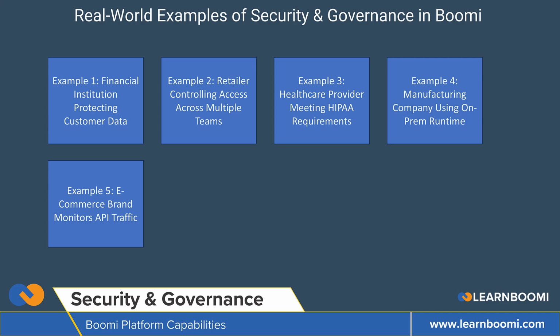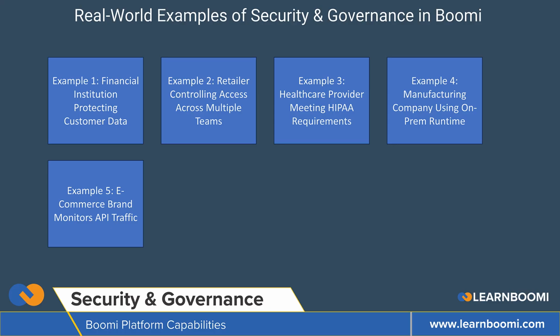Next example is a manufacturing company that uses the on-prem runtime. A manufacturing company keeps ERP inside their secure data center. So Boomi deploys an on-prem runtime locally, connects securely to the private network, and also restricts external access. This ensures protected connectivity for the critical systems.